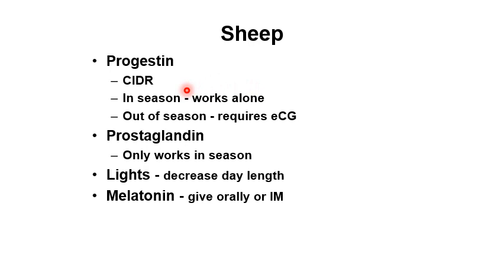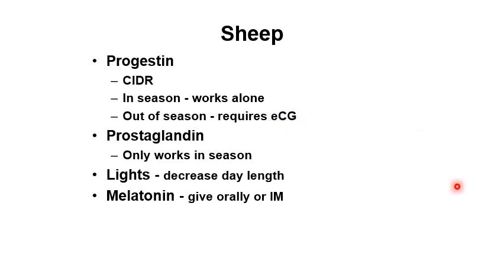Of course, the sheep is a seasonally polyestrous animal. So we have a particular season, particularly in fall, when the sheep will normally cycle. When the sheep is out of season, we can also include ECG aside from the cedar. Again, ECG has an FSH-like activity, so it will induce ovulation.